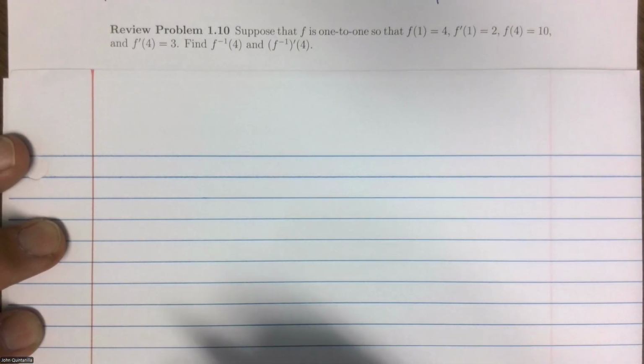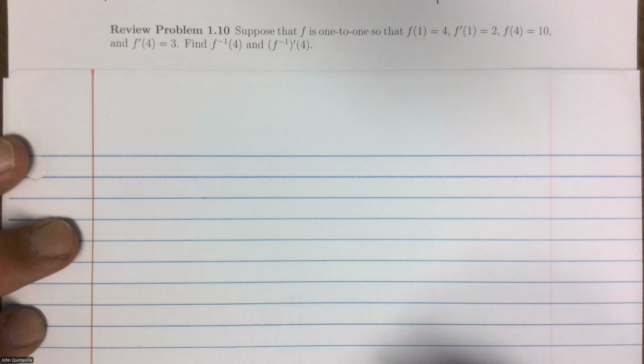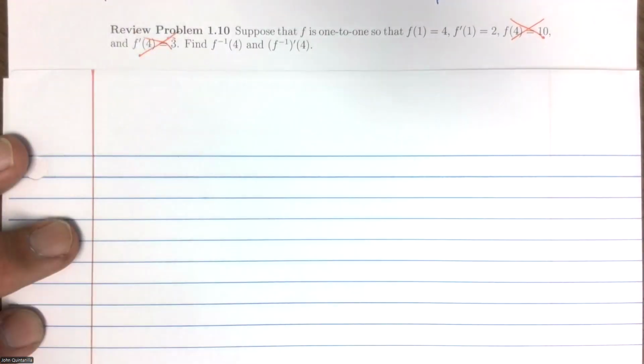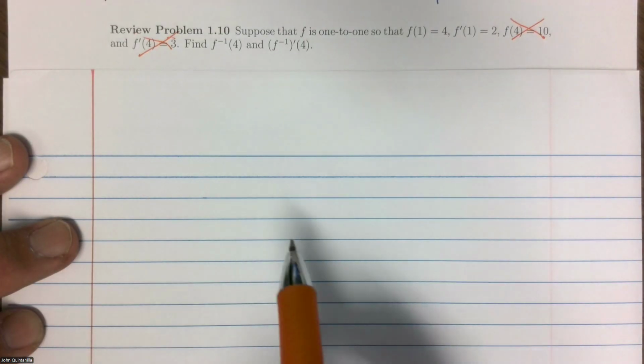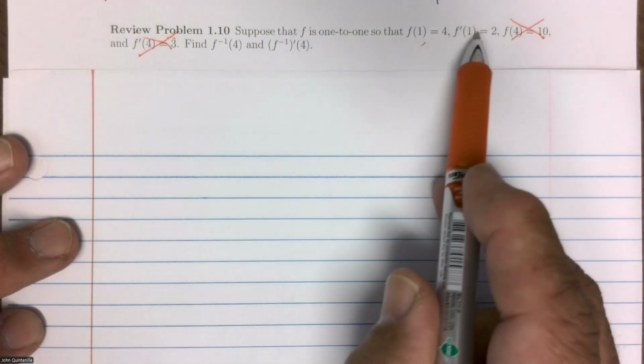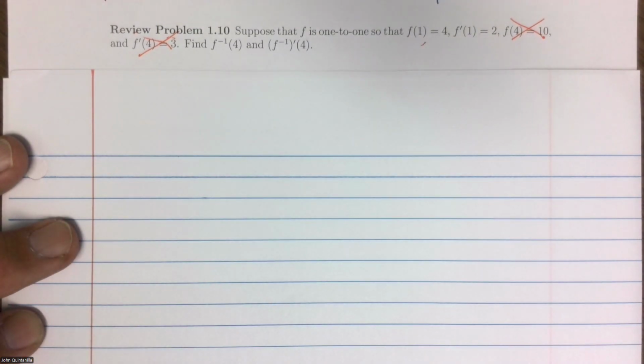All right, before solving this problem, I want to point out something that'll become clear as we solve it. This piece of information and this piece of information are useless. We do not need that information to be able to solve this problem. What's only needed are the two items that I did not cross out.